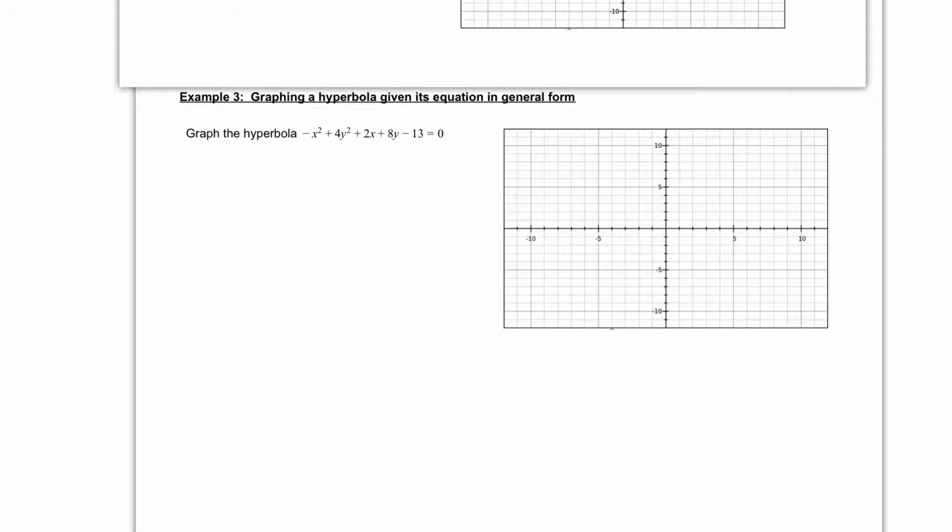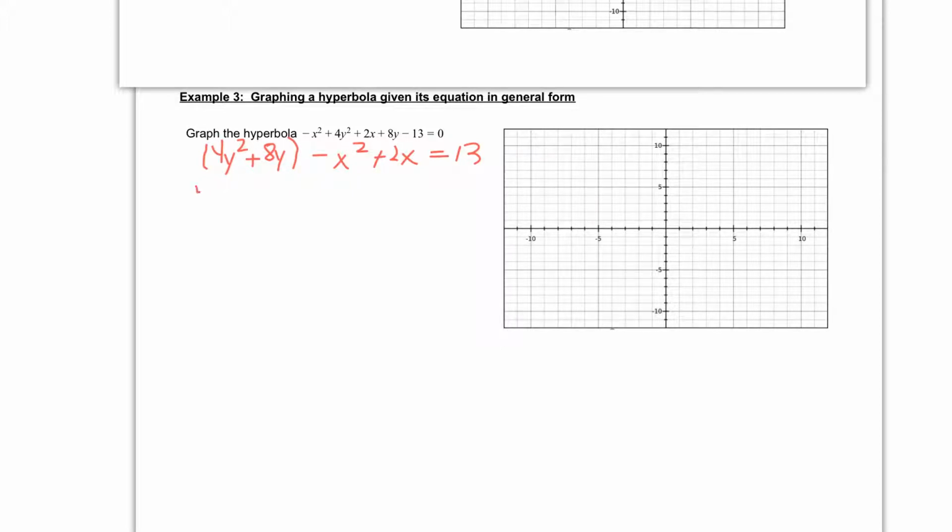So let's start grouping. I have my 4y squared plus 8y that I'm going to group together. And then I have my minus x squared and my 2x here. And I'm going to add that 13 over to the other side. Then in front of my y squareds, I have to factor out this 4. So the next thing I'm going to do is factor out my 4. I'm also going to leave room to complete that square.